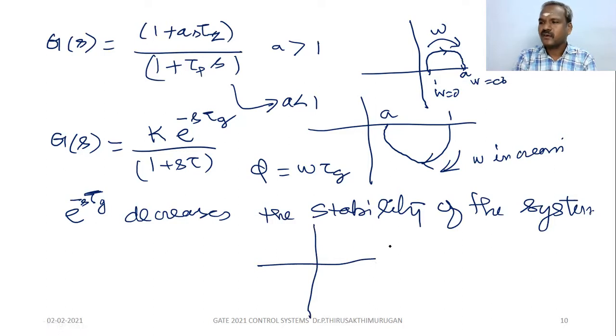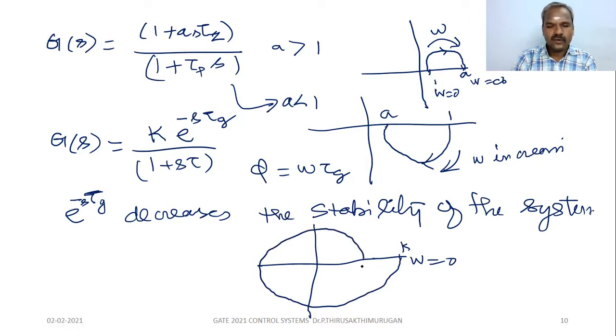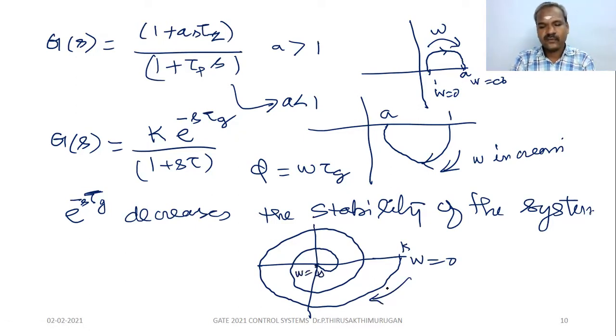When omega is 0, it starts with k, then it goes on rotating, finally ends at the same side, right? This is when omega is increasing, this is when omega is infinity. Understand? So this is the transportation lag.